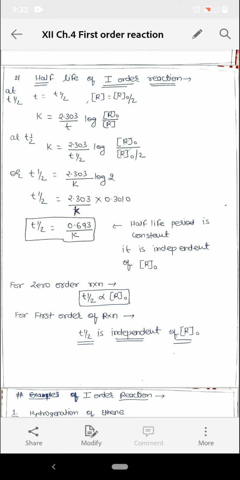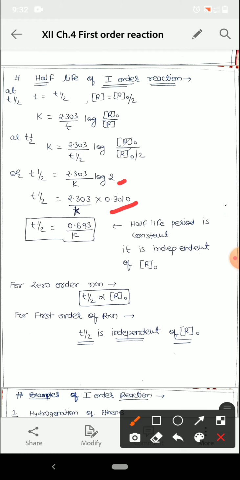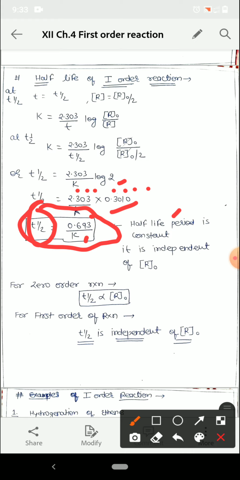So now what we get is log 2, and the value of log 2 is 0.3010. So when you multiply 2.303 into 0.3010, you find that T half is equal to 0.693 upon K. It is very important. It is the half life period of the first order reaction, and 0.693 is constant, or K is the constant. It means T half of the first order reaction is constant.